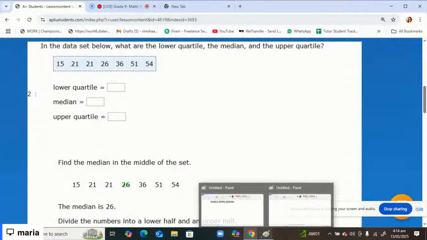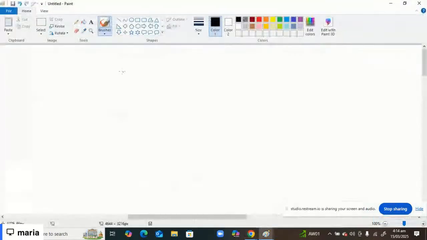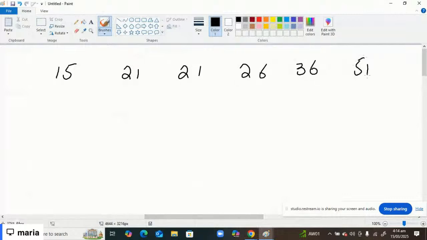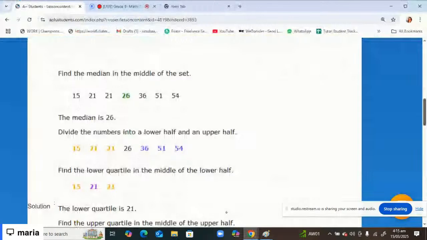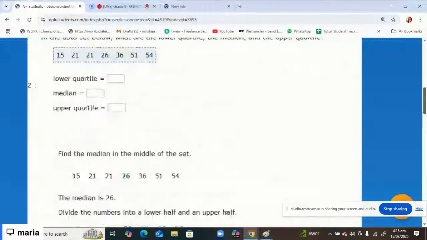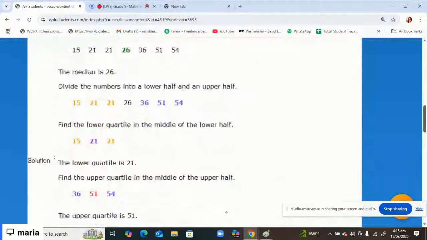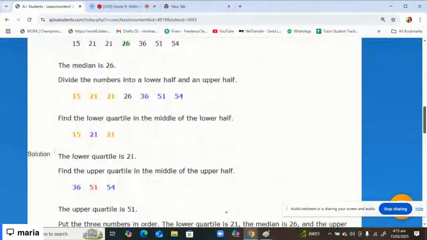Let's write the data first. This is 15, 21, 21, 26, 36, and 51 and 54. Is that the data? Yes. So first of all, we're going to find the median. Then we're going to find the lower half, then the upper half, and then write it out.